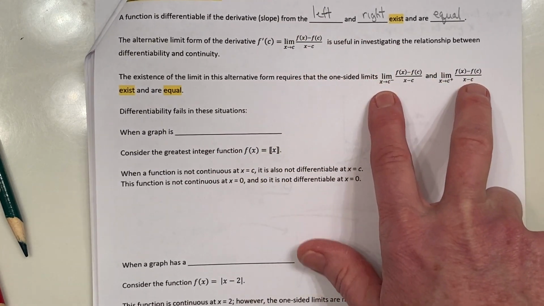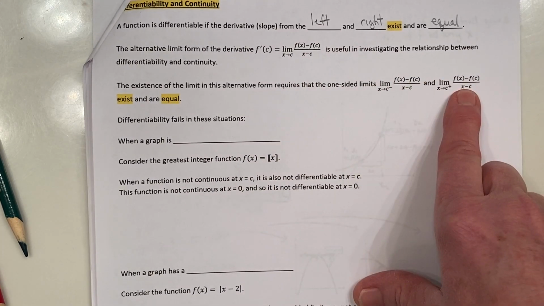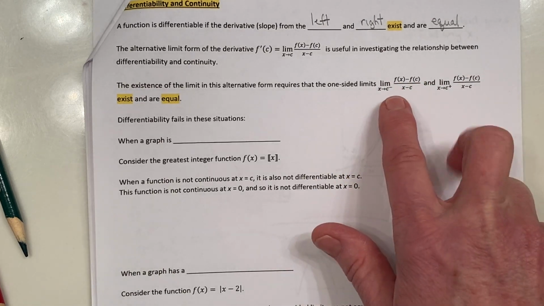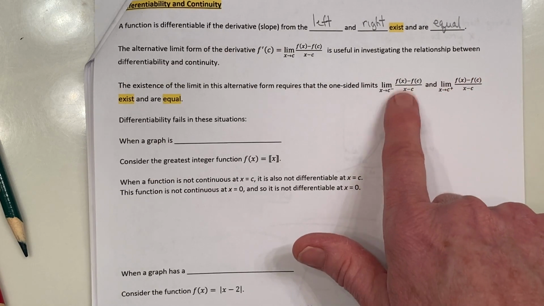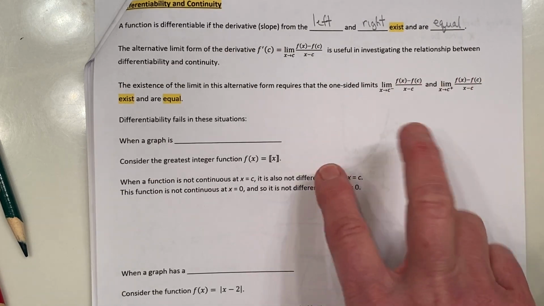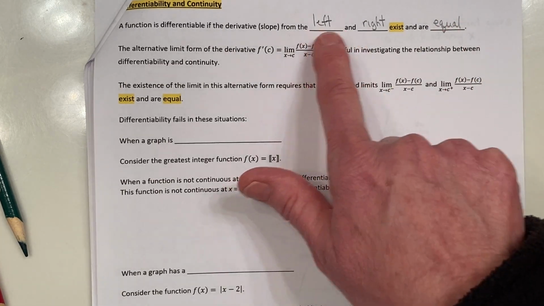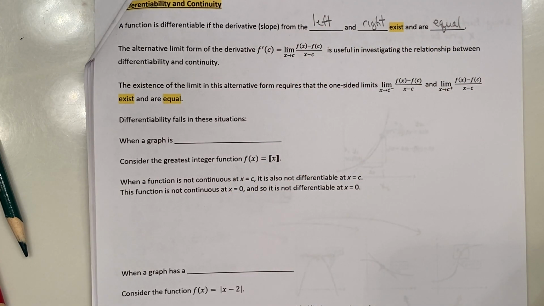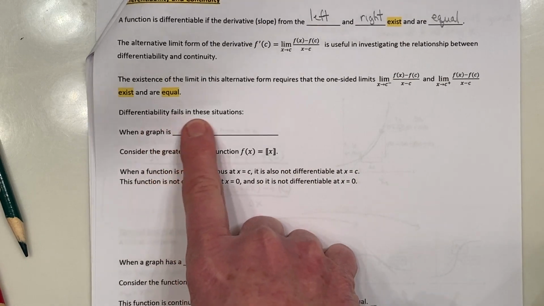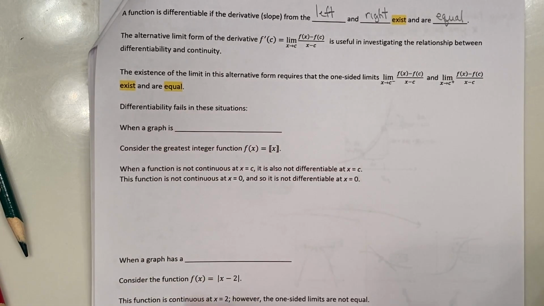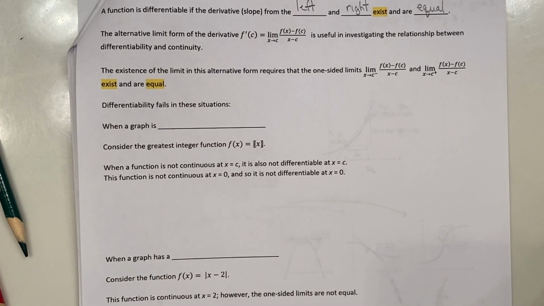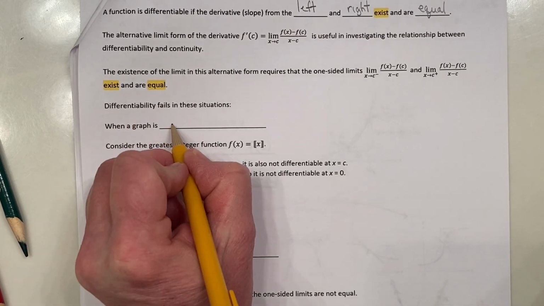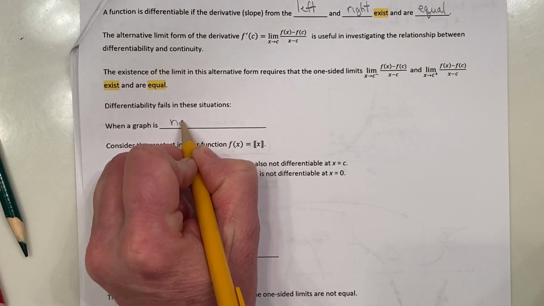This is the notation that represents left slope, right slope, that they both exist, they're not infinities, and that when I find this limit, the slope from the left and the slope from the right are also equal. So this is just words up here, and this is the notation that represents those words. Sometimes it's best to look at how differentiability fails, and I've got 3 situations here. A function is not differentiable when a graph is not continuous.